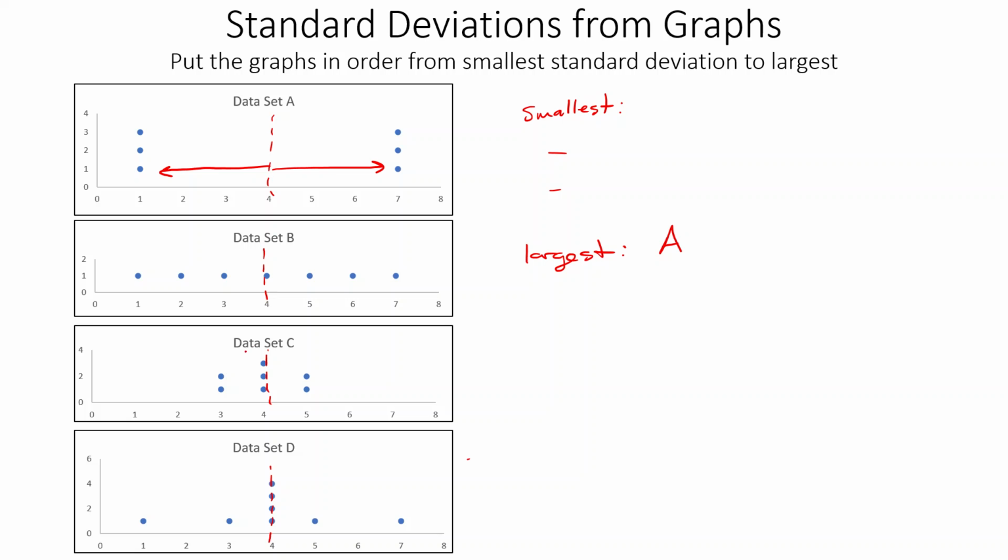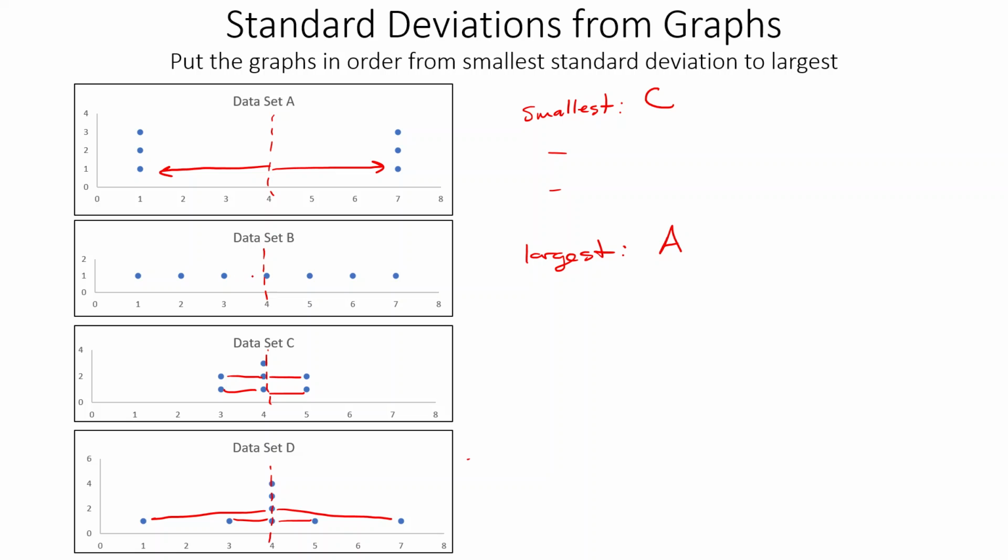The smallest, we want the closest numbers to it. So let's see, set C has 4 numbers that are different from the mean. Set D also has 4 numbers. Let's see, these guys are 1 away. These guys are 1 away. But these guys are a lot more than 1 away. And these guys are only 1 away again. So set C is probably going to be the smallest.